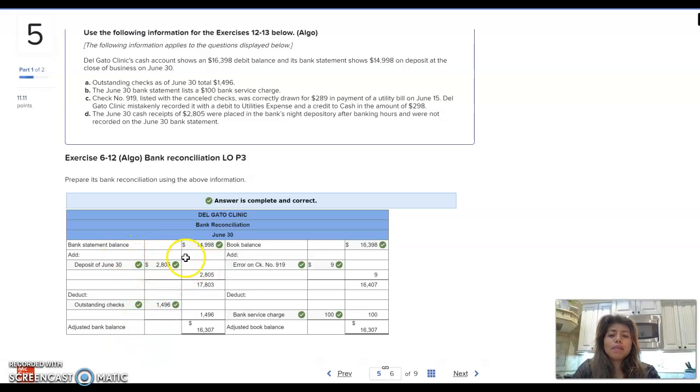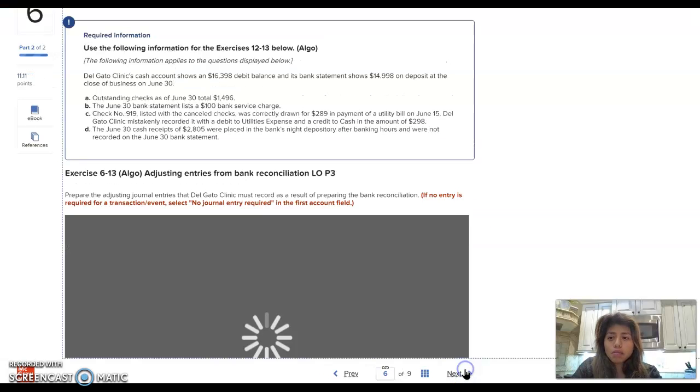And then for the bank statement balance, we will see that it's $14,998. And for the book balance, it's $16,398. And where I got those numbers, it's right up here in the first sentence. So now we're going to move on to problem 6.